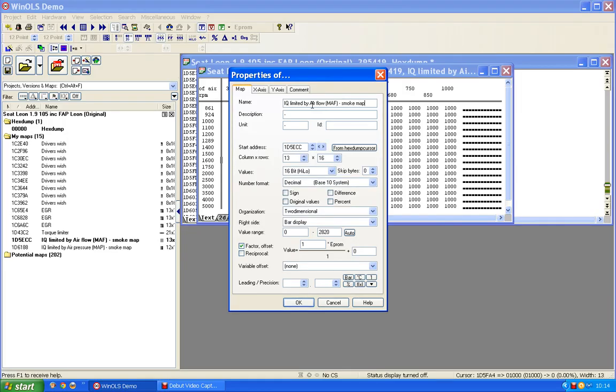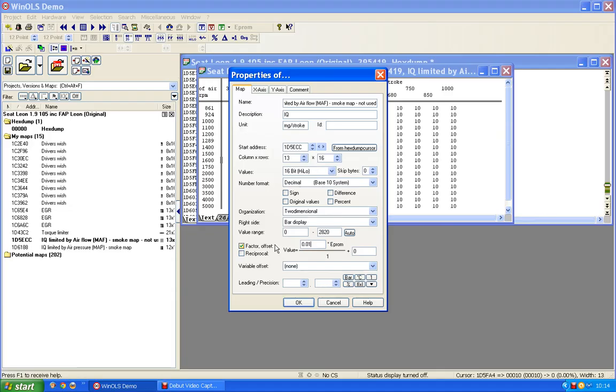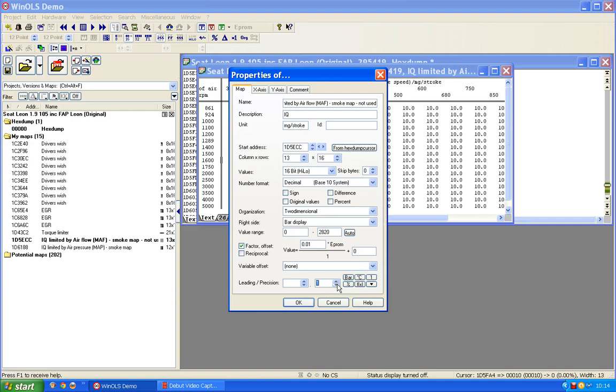smoke map. Now I'm going to hazard a guess, and I'll just put next to it something I often do as a note to myself: "not used", because I'm going to hazard a guess it's not being used. It may be used for an emergency of some sort, but I'm going to hazard a guess it's not being used. Right, so what we've got coming out of this map obviously is injection quantity, so I'm just going to call that IQ. I'm going to put in there milligrams per stroke, which is obviously the fueling. We know by now that that will be 0.01, and I'll give this 1 point after the decimal point.